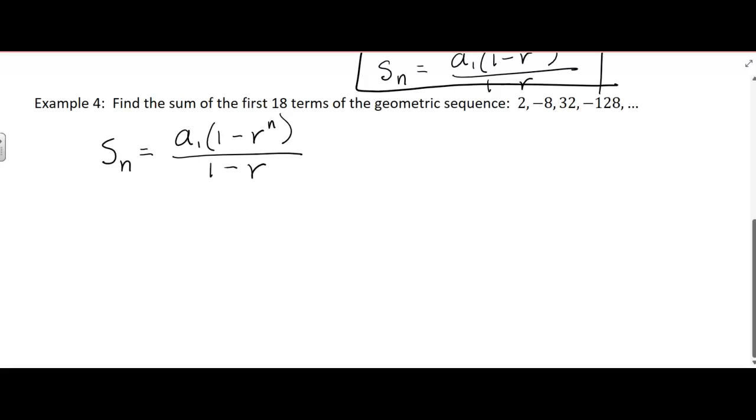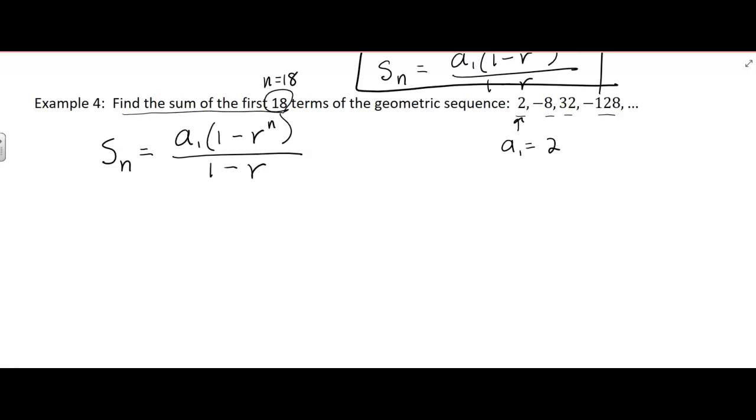Okay, so let's do example 4. Now we have the formula. Find the sum of the first 18 terms. What does that mean? It means n is 18. Of the geometric sequence 2, -8, 32, -128. We don't know what r is, but they give us enough terms that we can figure out what r is. We know a sub 1 is 2.